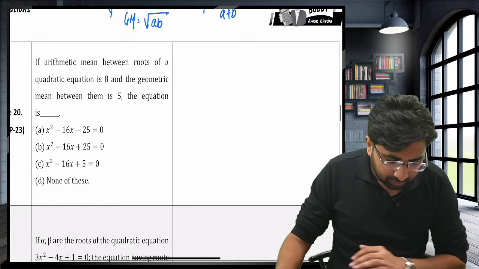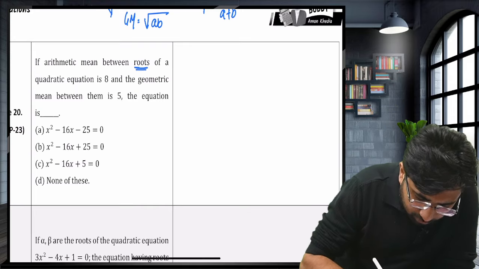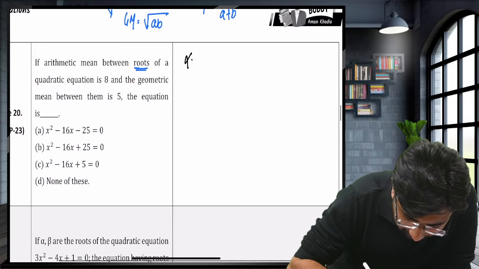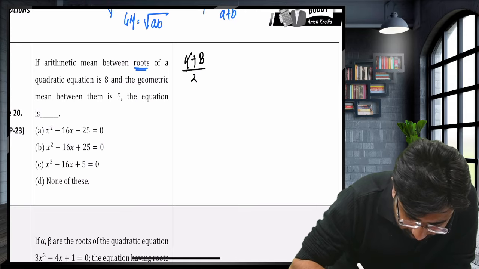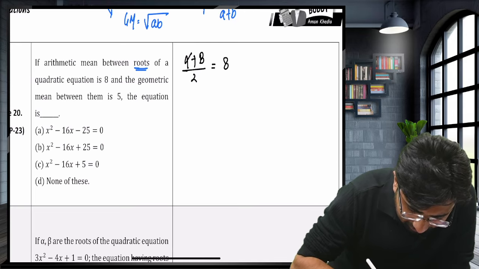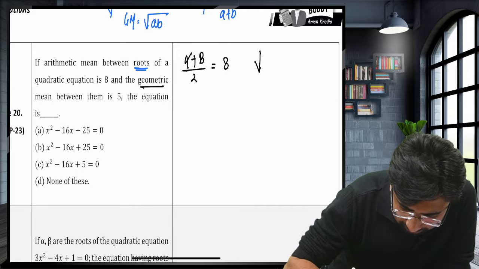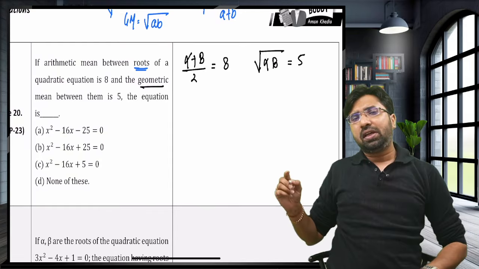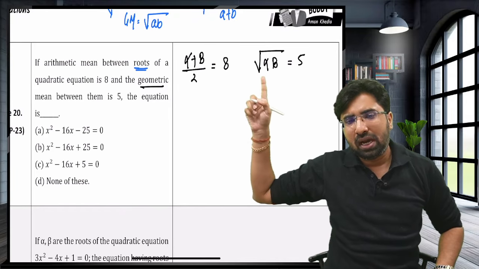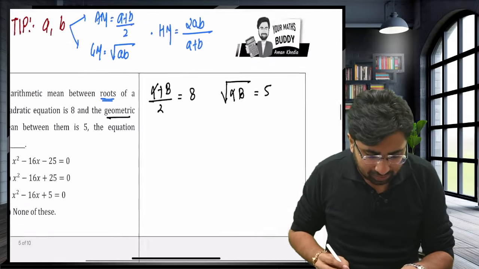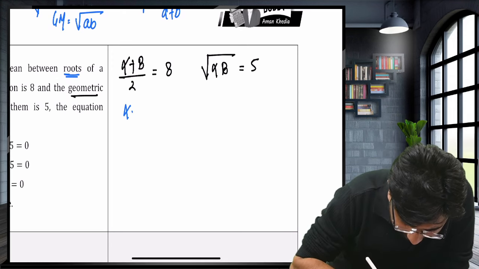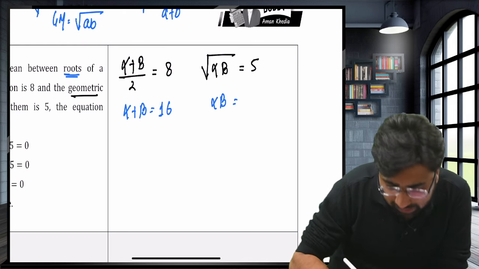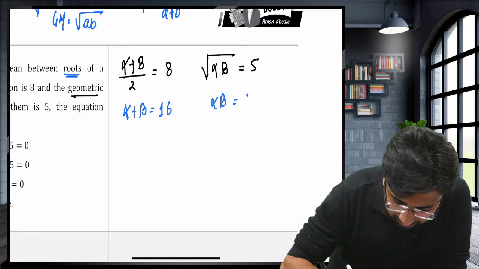Now what they are saying is the arithmetic mean between the roots. Let us assume the roots are alpha and beta. The arithmetic mean of the two roots is 8, and the geometric mean, the square root of alpha into beta, is 5. To form the equation, you need the sum of the roots and the product of the roots. From here I can say alpha plus beta is 16. Squaring both sides will eliminate the square root, so the product is 25.